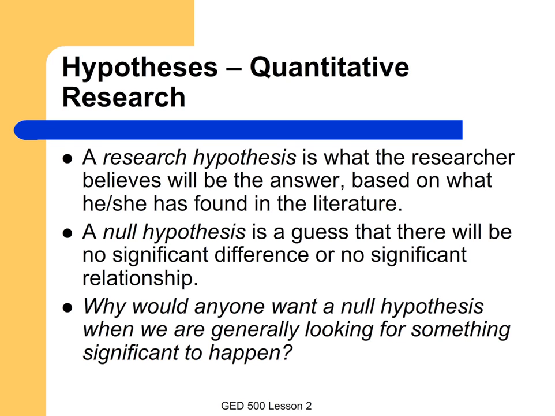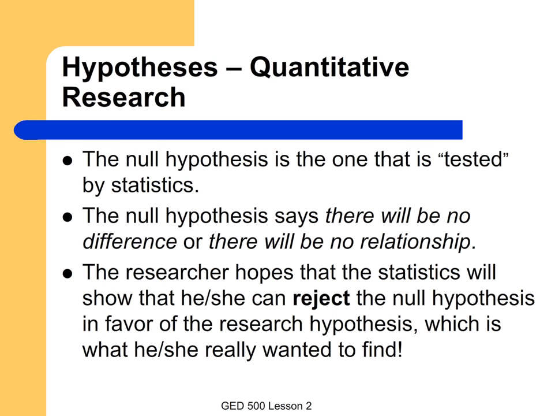Now here's a question. Why would anybody want a null hypothesis when we're looking for something significant to happen? In general, the null hypothesis is the one that is tested by statistics. So if you've ever taken a basic stats class, you'll know that the null hypothesis says that there'll be no difference or no relationship. The researcher, in hopes of doing the statistics, will show that they can reject the null hypothesis in favor of the research hypothesis, which is what they really want to find.